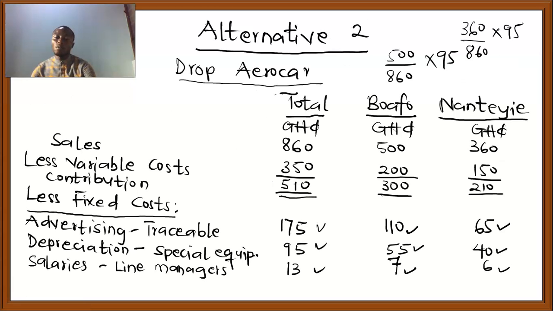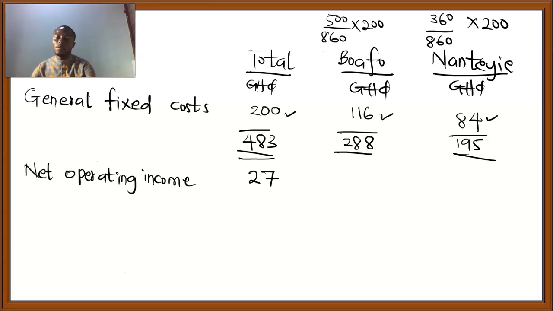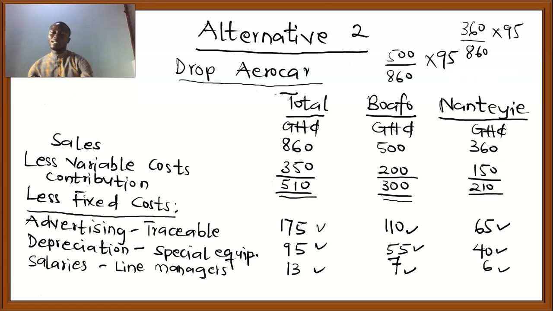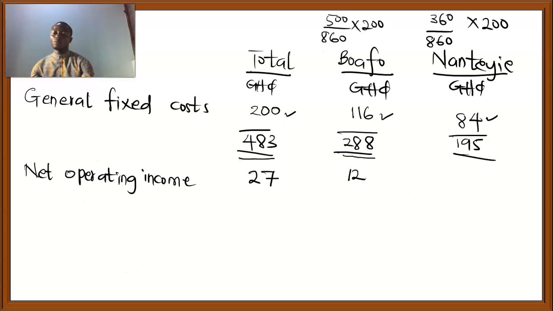Then in respect of Boafo, we have total contribution of 300. If you subtract the total fixed cost of 288 from it, we get a figure of 12. Then for Nantier, we have total contribution of 210. When you subtract the total fixed cost of 195 from it, we have a net operating income of 15.